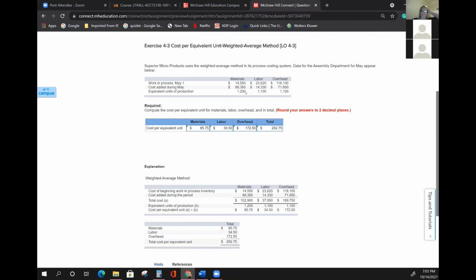Oh, I got it now. Okay, you just add each two and divide it. Oh, yep. So you're just adding those two together and then dividing by your units. And that gives you your price per unit. You do it for material, labor, overhead, and then add all three together and you come up with your total.